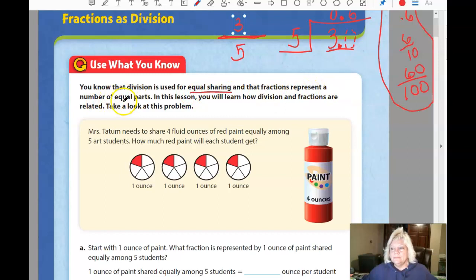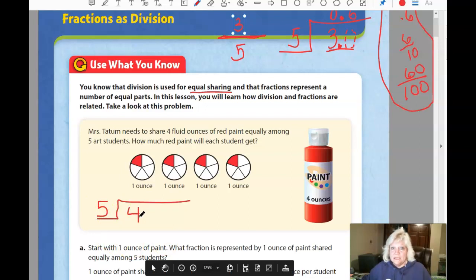And fractions represent a number of equal parts. In this lesson, you're going to learn how to use division and fractions and how they're related. So let's take a look at the problem. Mrs. Tatum needs to share 4 fluid ounces of paint among 5 art students. So really, the division problem I'm setting up is 4 ounces divided by 5. That's the division problem that I'm setting up, but we have to understand a little bit deeper.